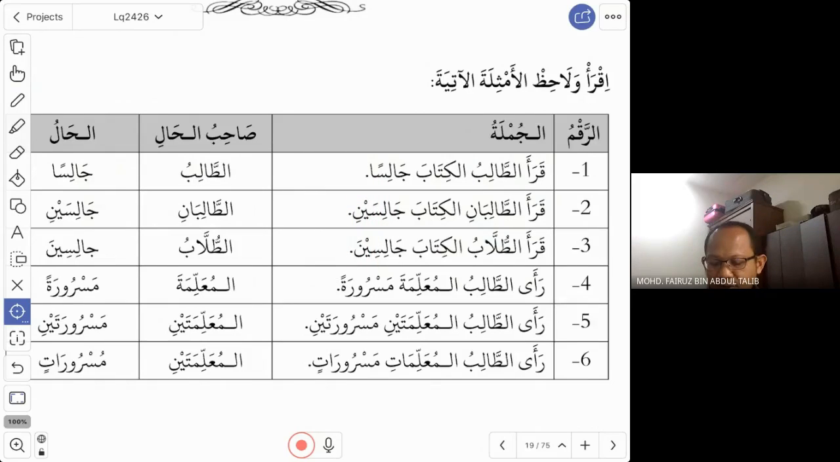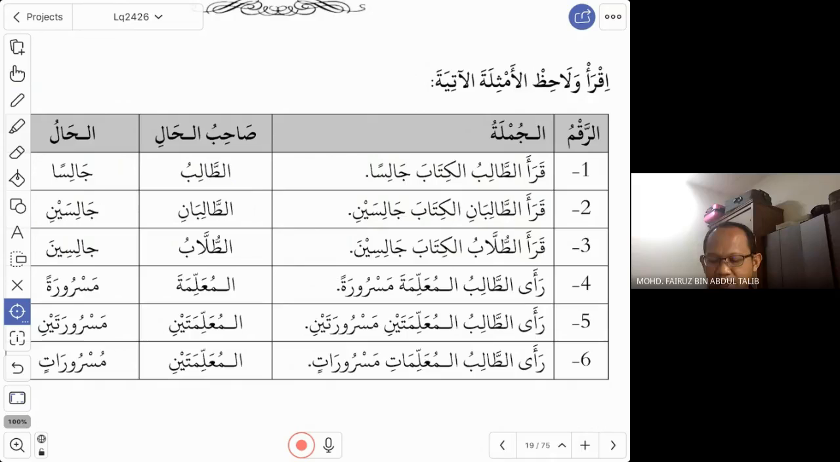What do you think? Why do they change this from jalis to jalisaini? Two people. Because it is two persons, for musanna. Yes, for musanna. Because you need to refer to the sahibul hal. In the first jumlah, the sahibul hal is one person, then this is mufrad, singular. But if the sahibul hal, the word jalisain is referring to two people, then of course this has to be changed to musanna. So we say jalisain. Okay, so hal must match the sahibul hal.